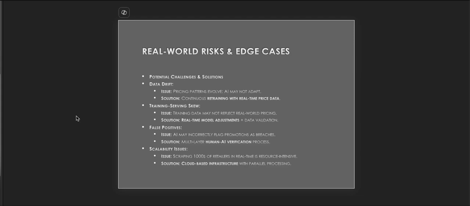So continuous retraining with real-time price data, constantly checking, constantly verifying against real data. It's big data, it's precise data, and it has really huge impact. So I think in the training phase, data drift is a real challenge. It's a real risk. Training serving skew: training data may not reflect real world pricing. Exactly right. The data it grabs from websites may not reflect what you have. So you want to make sure that you constantly have good, valid training data.